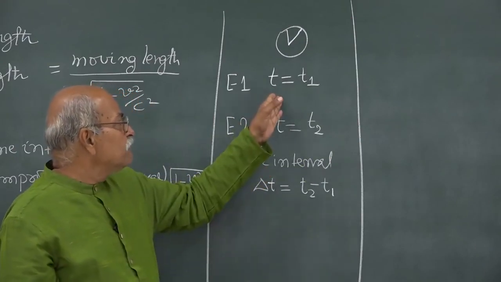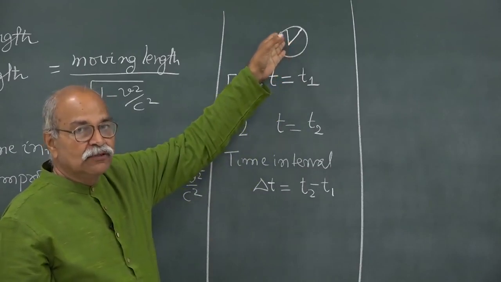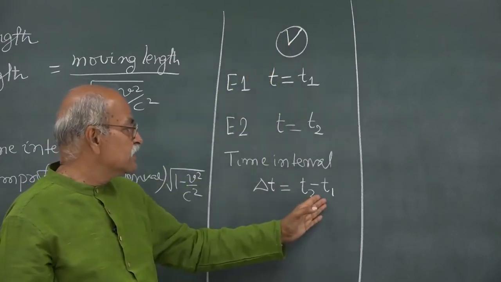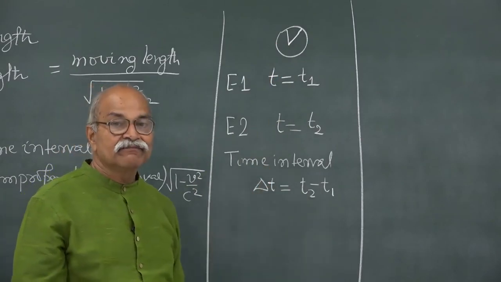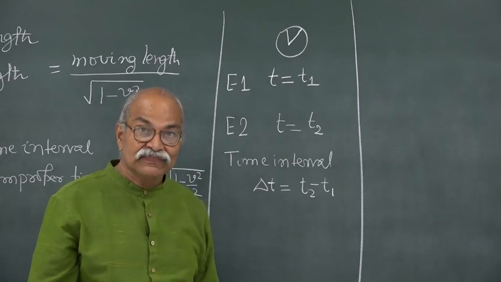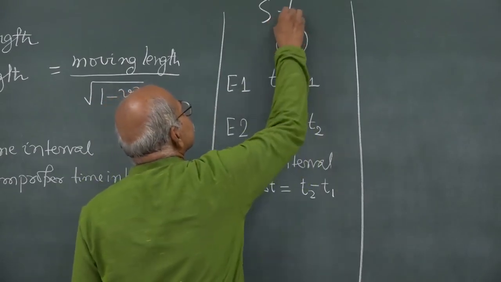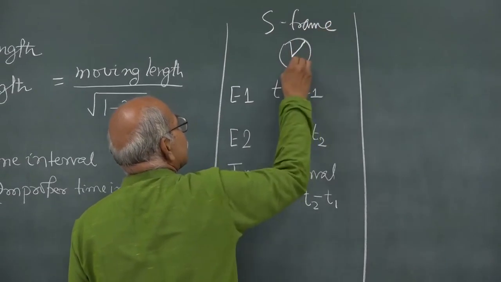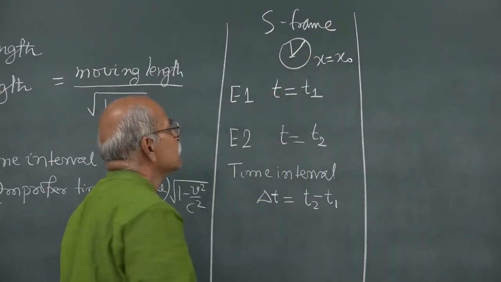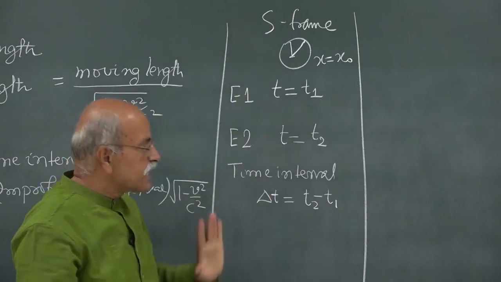I am looking from a frame in which this clock is fixed, and therefore the two events have taken place at the same position, and hence this time interval is the proper time interval. What happens if I see it from some other frame? Suppose this frame, let us write this frame as S frame. In this frame, x is equal to some x naught, this position is fixed, and first event is this and second event is this, and this is the time interval.